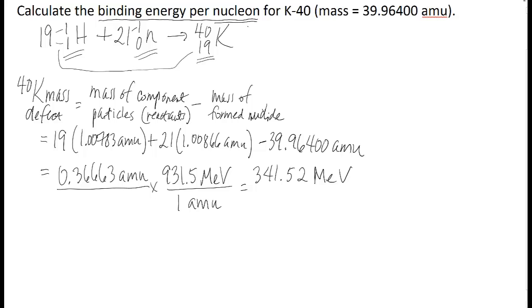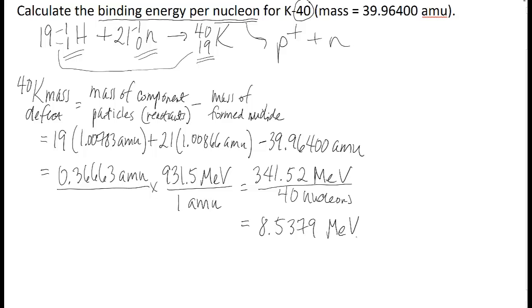And then finally, you want to know the binding energy per nucleon. So remember, nucleons are your protons plus your neutrons. It's those particles that make up the nucleus, as opposed to the electrons, which are outside the nucleus. So potassium-40 has 40 nucleons. You know that this number means protons plus neutrons. So you're just going to divide that 341.52 number by 40 nucleons. And what you'll get there is 8.5379 mega electron volts per nucleon.